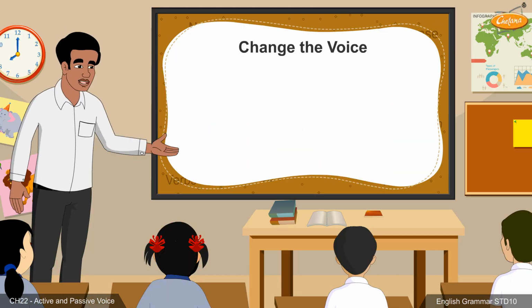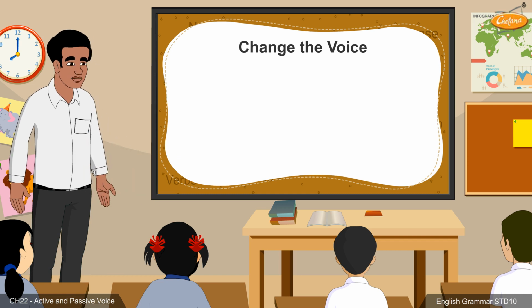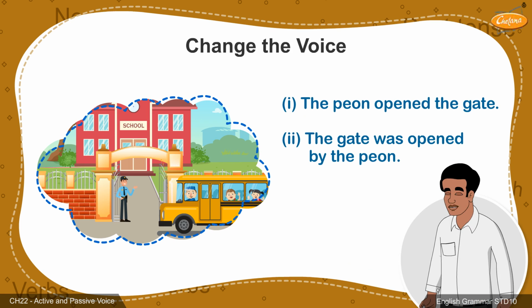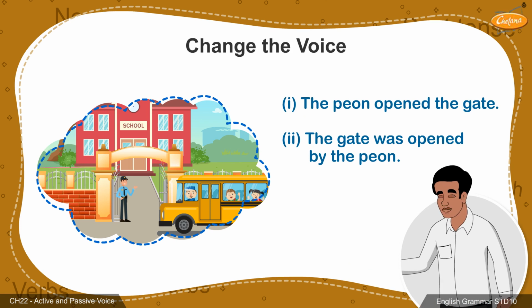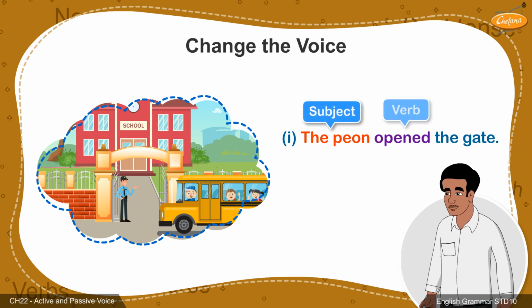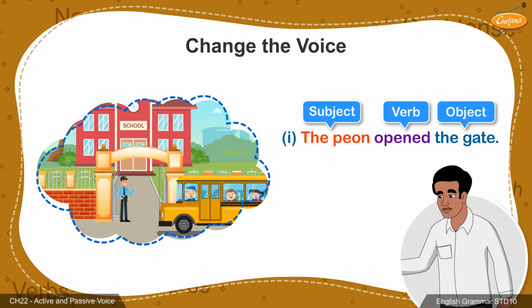Good day, students. Today we will be learning about how to change the voice. Observe the two sentences on the board or the screen. Although the two sentences mean the same, the construct of the sentence varies. In the first sentence, the peon is the doer of the action or the subject. Opened is the verb and the gate is the object.